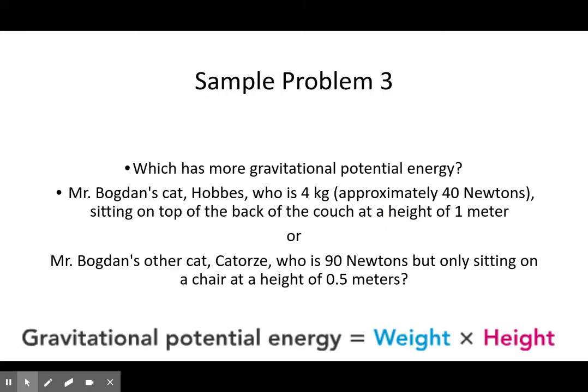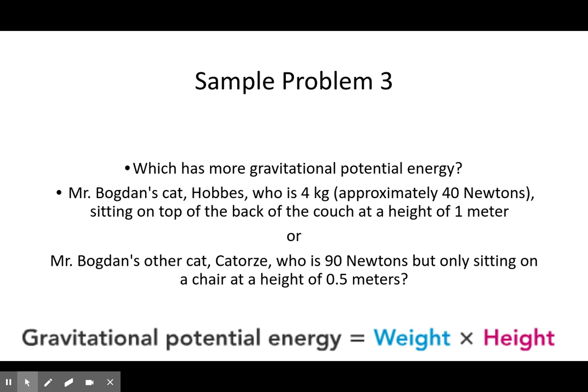All right. So, another sample problem. Which one is going to have more gravitational potential energy? There's my cat Hobbs, who is 4 kilograms, which is approximately 40 newtons. Now, newtons is my weight. You're going to ignore kilograms because that's mass. So, 40 newtons. He's sitting on the back of a couch. That's a height of 1 meter.